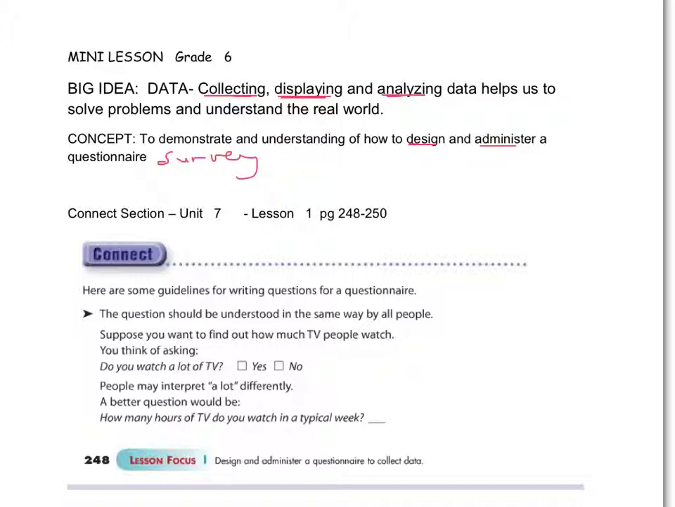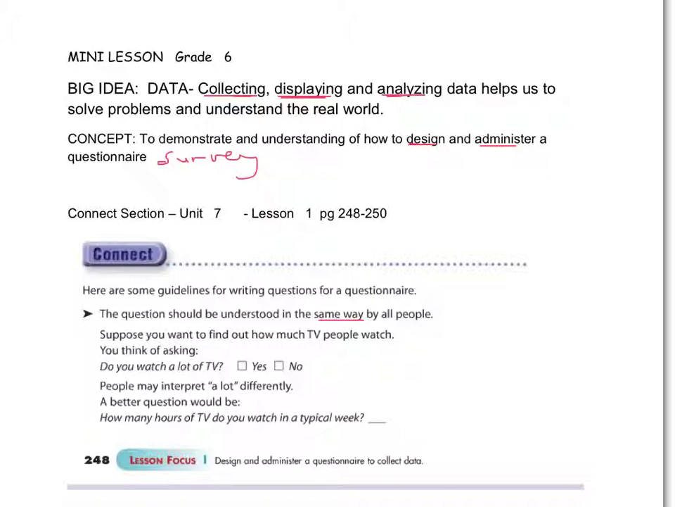So a couple things to consider when we are writing our questions for a questionnaire. The question should be understood in the same way by all people. So it should be something that's easily understood, clearly written, and in such a way that there's not any words that are open to interpretation or kind of fuzzy, might be different for some people.